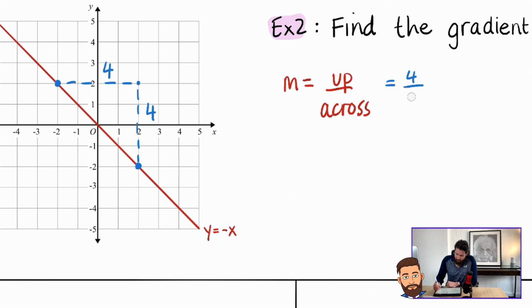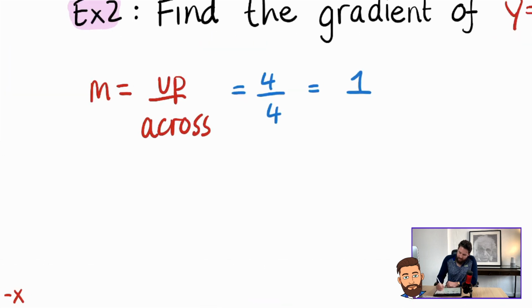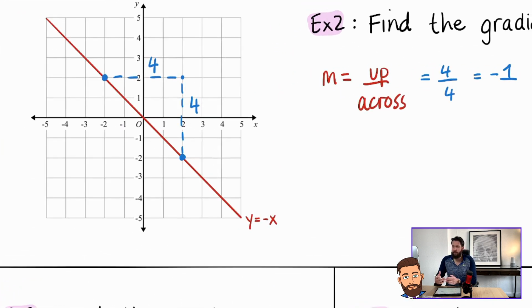But we're going down 4. So 4 divided by 4 is 1. Okay. And we're going down. So all we have to do to make this gradient correct, we know that this is a negative gradient because we can see it's going down. And we can see that we had to go down here. So all we need to do is put a negative in front of our gradient. So the gradient of this is minus 1. And hopefully if you picked a different point, you would have got minus 1 as well.